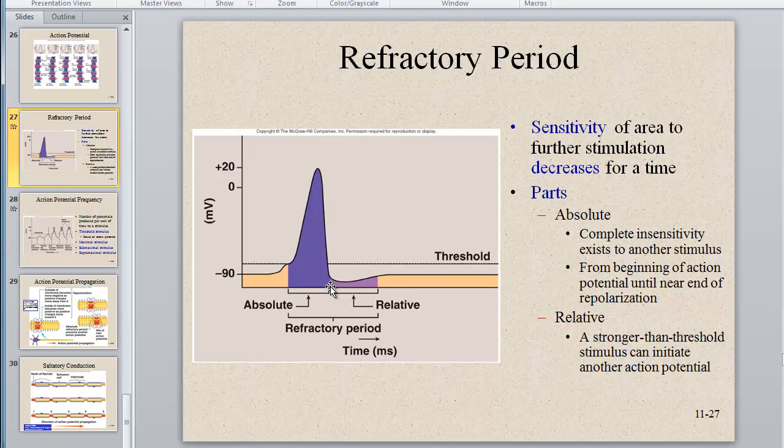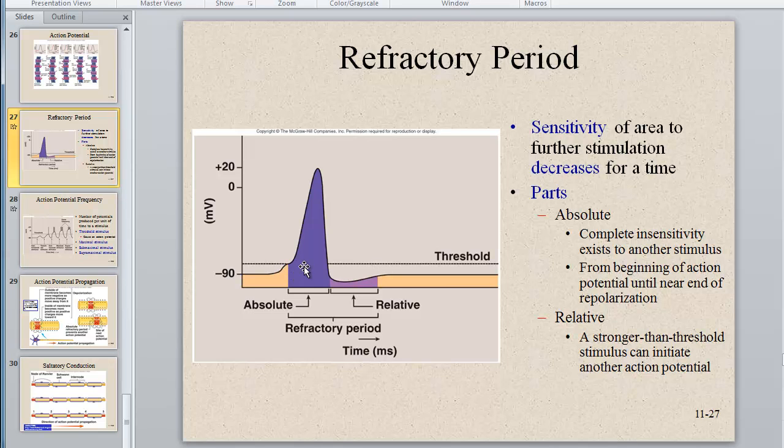After the last voltage-gated potassium channel closes, we could stimulate the membrane, even though we're a little lower than resting, with some extra stimulation. It's called the relative refractory period because it would take a little more stimulation to get enough sodium channels, those special channels out on the dendrites, to open and allow sodium in to get back up to threshold value and start another action potential. So we can get another action potential during the relative refractory period, but we cannot stimulate another action potential during the absolute refractory period.